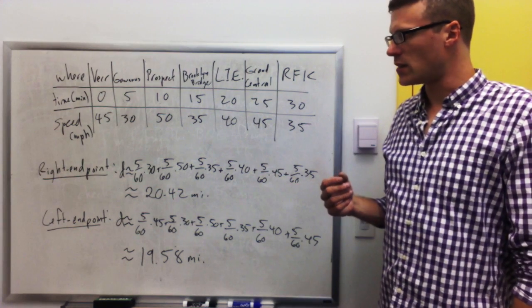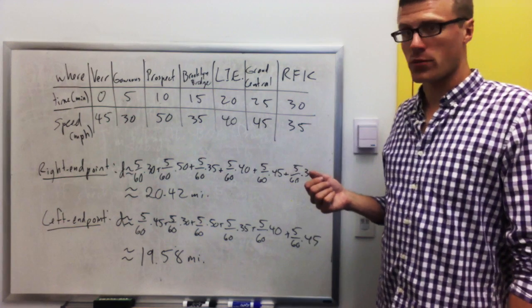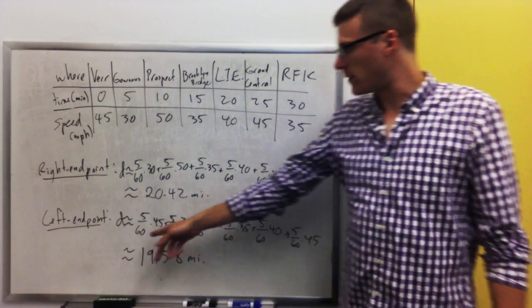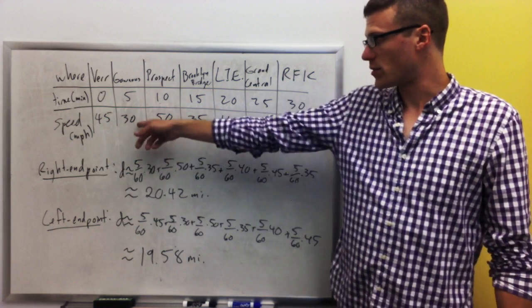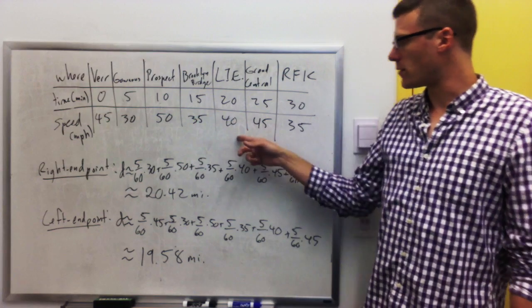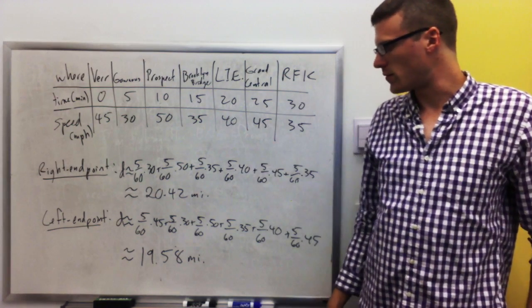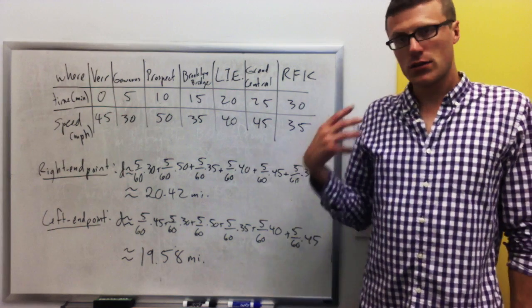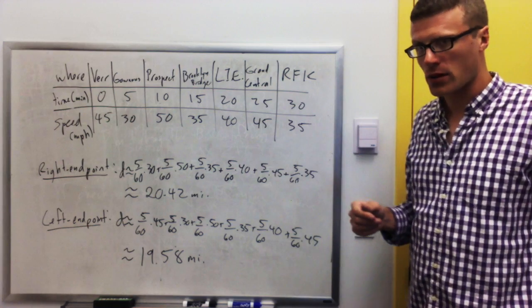Or I can use the speeds at the beginning of each interval, which is the left endpoint type of approximation. So I get 5/60ths times 45 plus 5/60ths times 30, etc., 50, 35, 40, 45. I add those together and I get 19.58 miles. So this is how I can use this data to estimate how far I've driven.